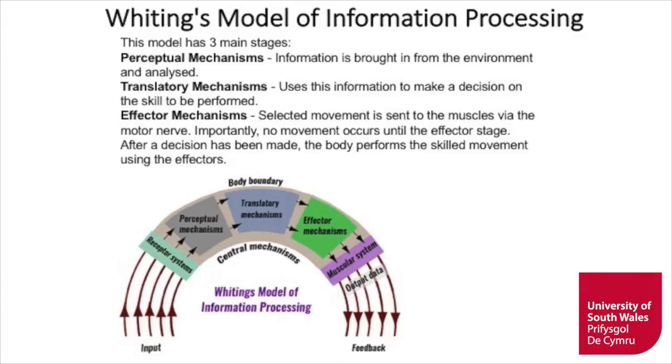Importantly, no movement occurs until the effector stage, so that's when we actually complete the movement. After a decision has been made, the body performs the skill movement using its effectors. So as you can see, that's input, those key three stages, output, and then obviously we obtain feedback from that movement. So for you as a coach, when we're working with young children, think about this process of input, perceptual, translatory, effector mechanisms, and how we can break our practices down and the coaching that we do to make sure that learning is occurring and we're aiding that process rather than inhibiting it.